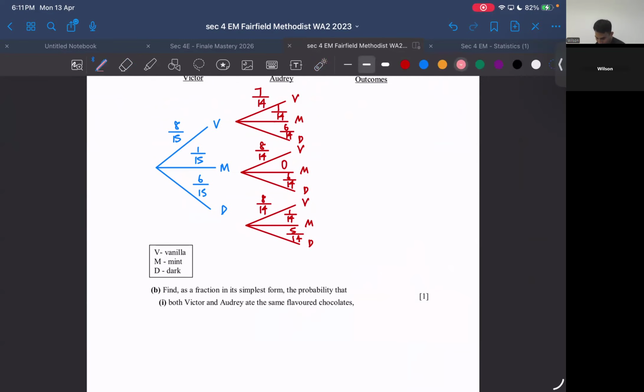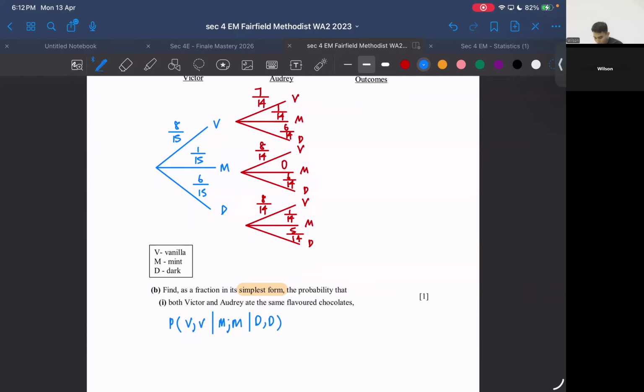Now I'm going to ask everybody a few questions. Find, as a fraction in its simplest form, and please remember simplest form, the probability that both Victor and Audrey ate the same flavored chocolates. Let's get Kira to help us with this. Kira, what are the combinations that we are looking at? We have vanilla and vanilla, or mint and mint, or dark chocolate and dark chocolate.